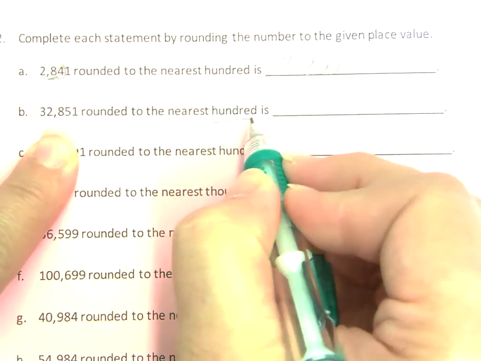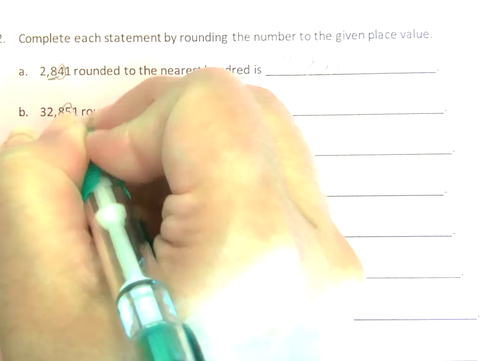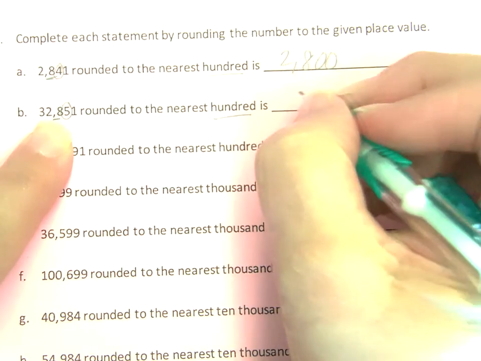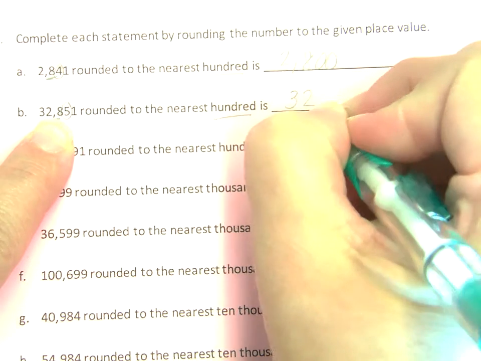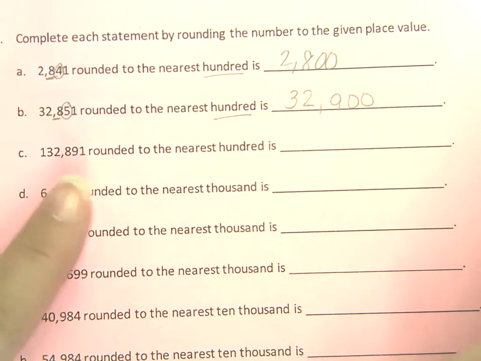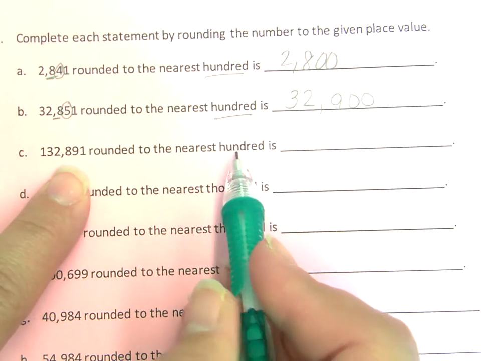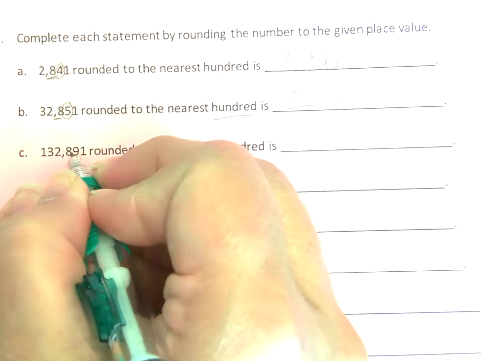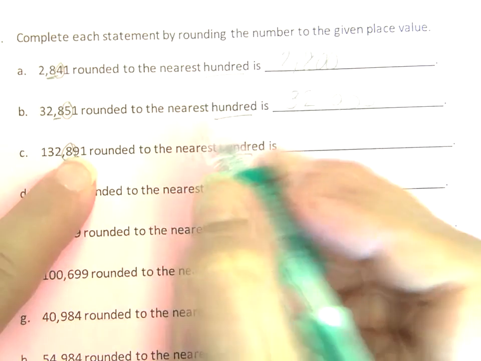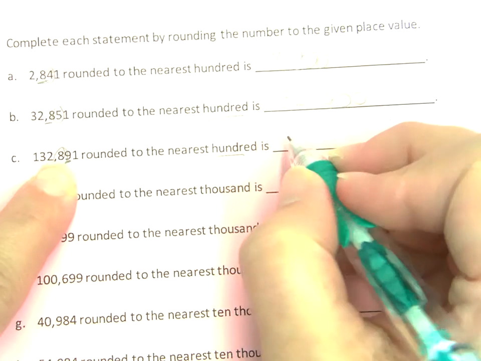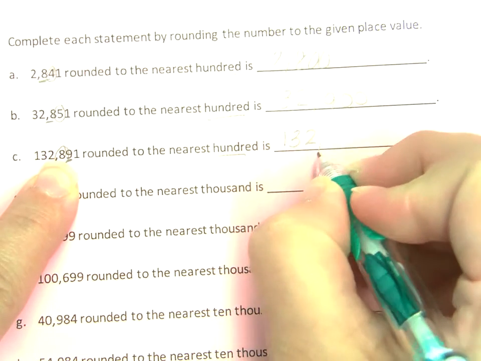Okay. 32,851 to the nearest 100. Underline our hundreds. 5 or above, we're going to bump that number up. So 32,900. Okay. 132,891 to the nearest 100. That's 5 or above, so we're going to bump our place value up. So 132,900.